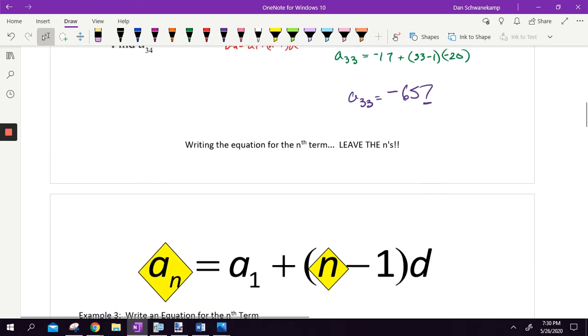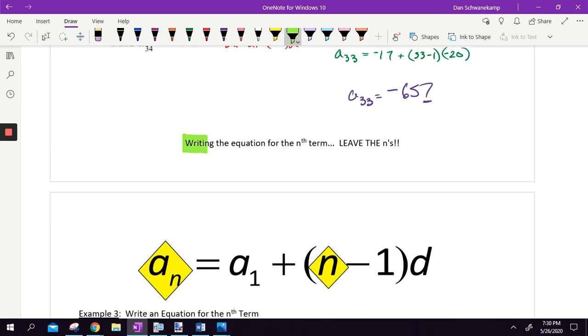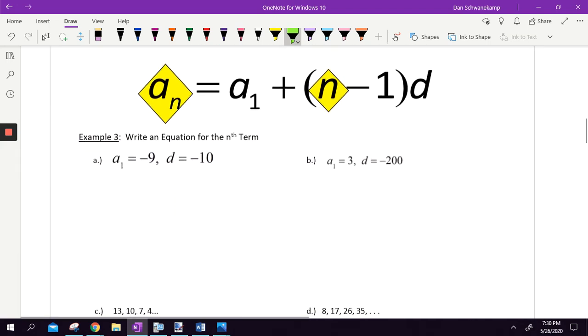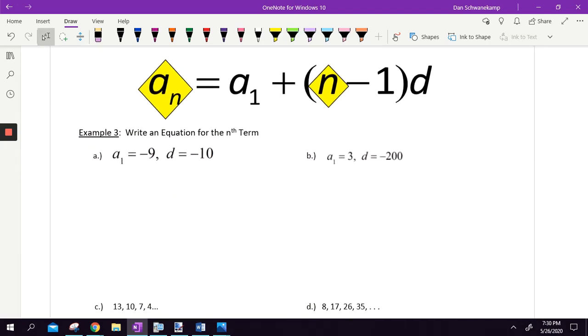All right, on the next section, my page kind of screwed up here, but we're writing the equation for the nth term. So basically what we're doing is what we did in our first section, where we write an equation that's going to tell me the answer to this problem no matter what. I'm writing an equation for the nth term of an arithmetic sequence, and they went ahead and gave me the formula here. So a sub n is equal to a sub 1, I'm going to plug in negative 9, plus n minus 1 times my d, and my d is going to be negative 10.